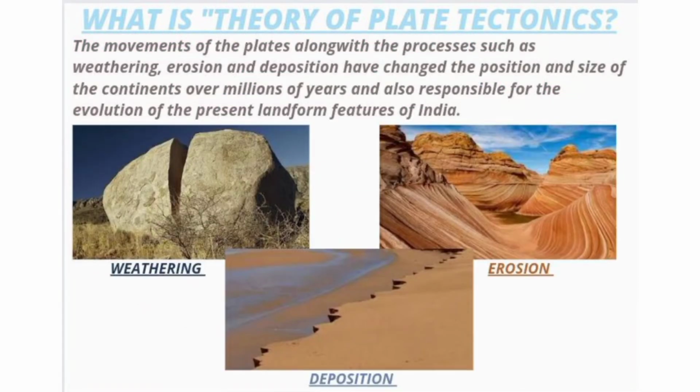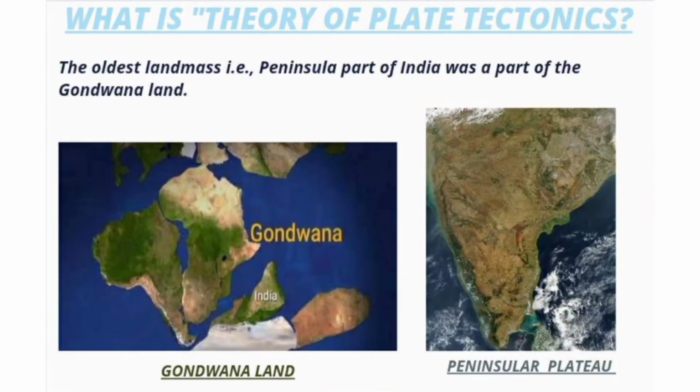The movements of the plates, along with processes such as weathering, erosion, and deposition, have changed the position and the size of continents over millions of years and are also responsible for the evolution of present landform features of India. The oldest landmass, that is the peninsular part of India, was a part of Gondwana land.